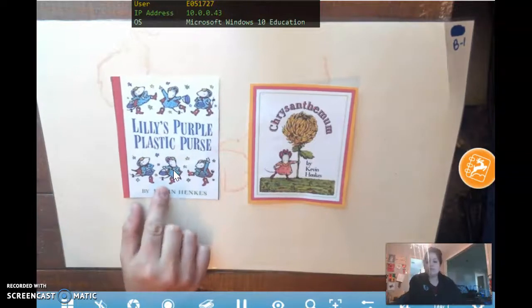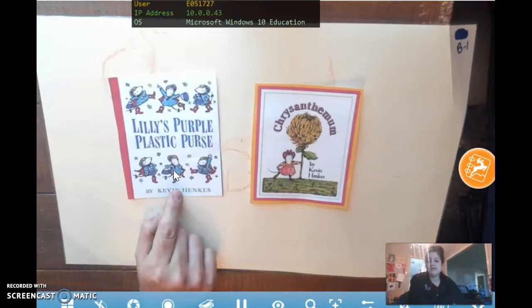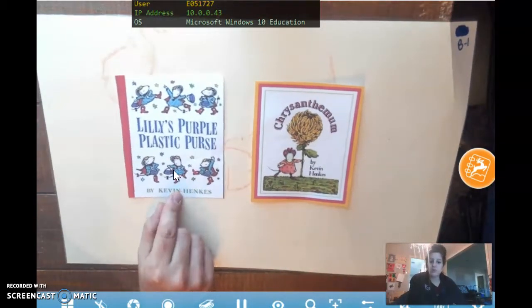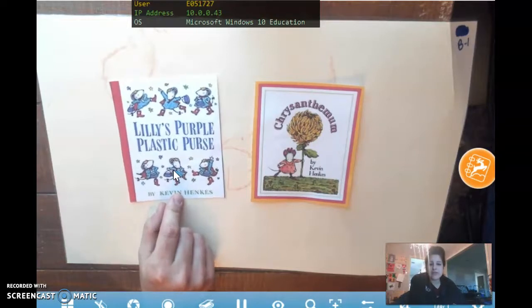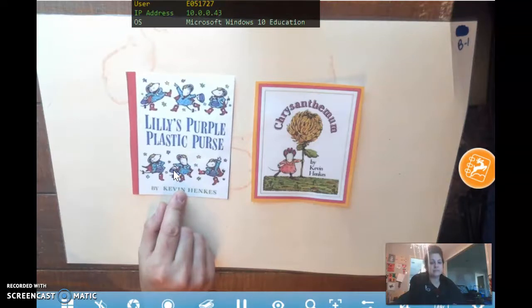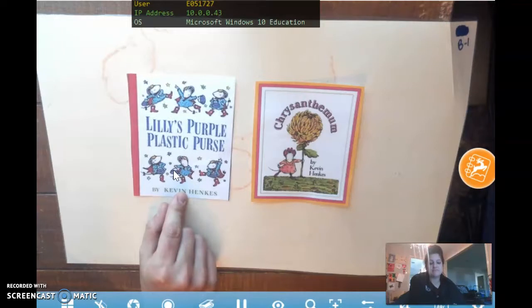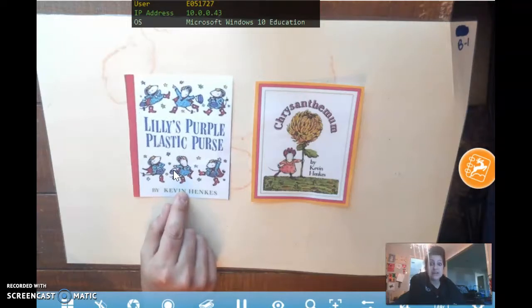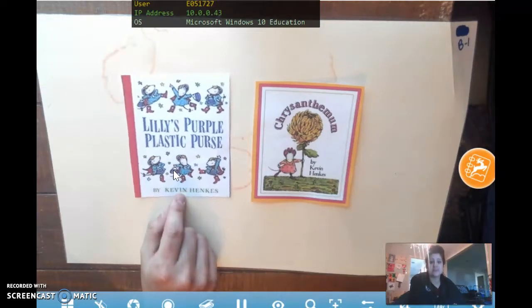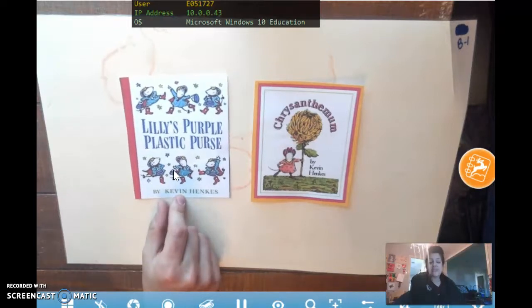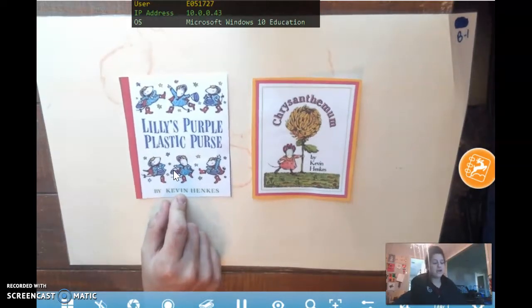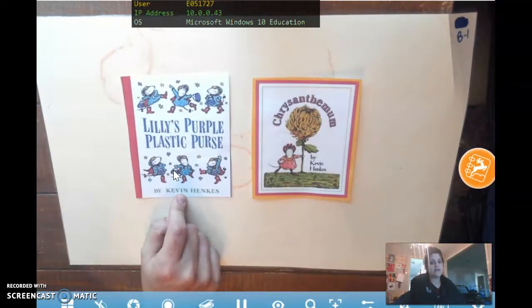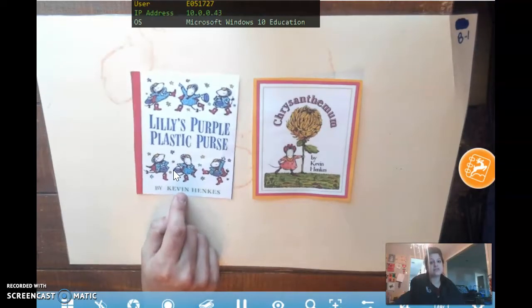So remember in Lily's Purple Plastic Purse, Lily took that purple purse to school and she played with it. Her teacher told her to put the purse away. It became a disruption, and what happened? He took it from her. She lost her purse. She ended up getting in trouble. And then remember, that made her upset. She was mad and she wrote an ugly letter to her teacher and she left it for him.